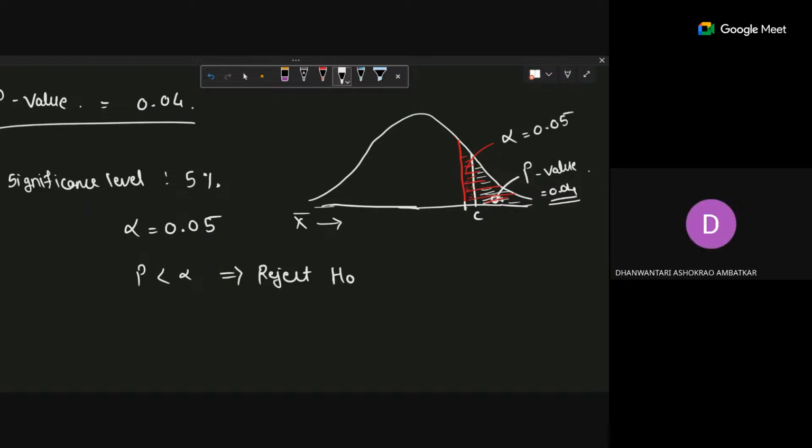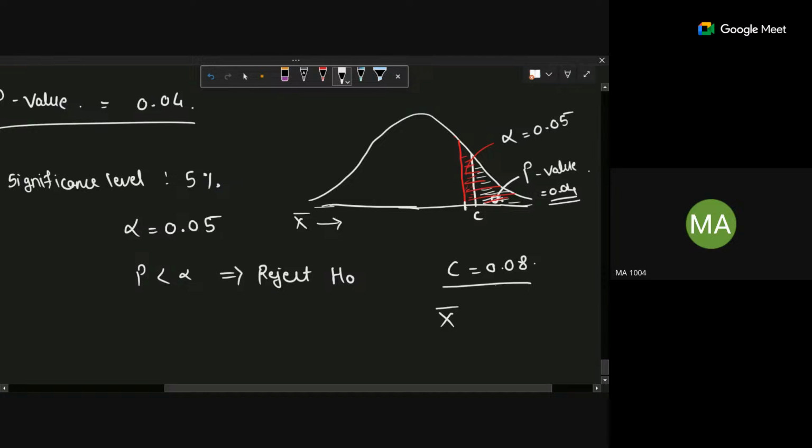Ma'am, sorry to interrupt, but in this problem the C value is 0.08, alpha is 0.05 and p is 0.04. So how can it be? Okay. You will not compare your C value with your p value and alpha value. You will compare your C value with your X bar, the sample mean value.